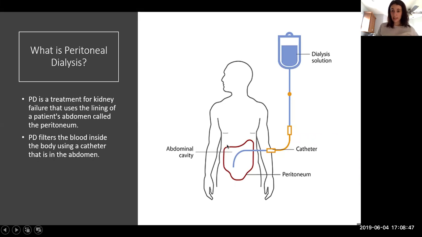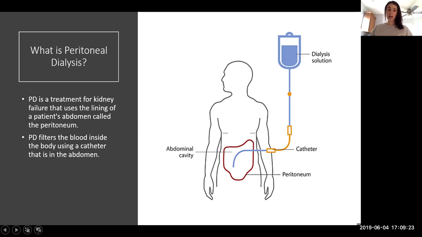So what is peritoneal dialysis, or PD, which is what it's called for short? PD is a treatment for kidney failure, and it can be used as an alternative for people that can't handle hemodialysis, which is through the fistula on your arm. My fiance's grandmother actually does PD, and I didn't know much about it until I had my first patient. I never thought I would actually even see it.